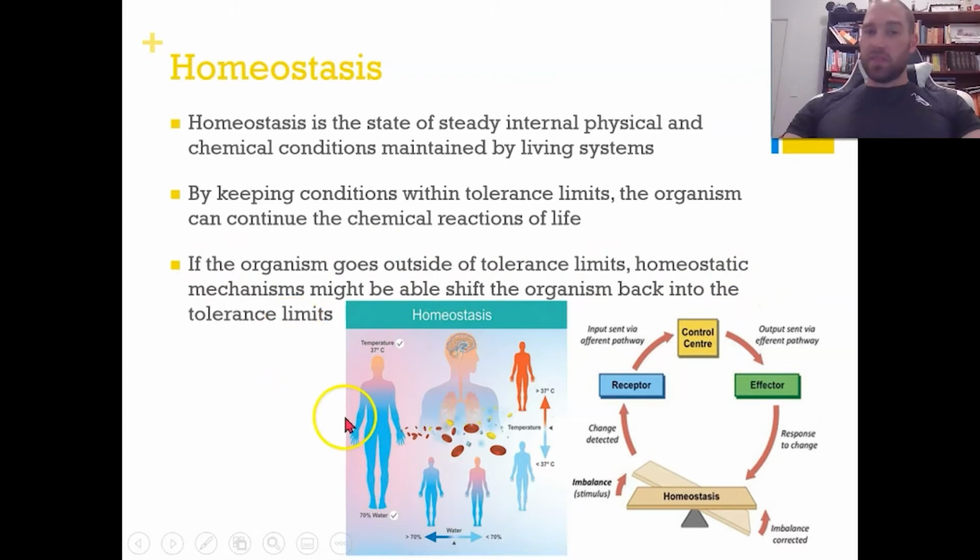So, if you do go outside the tolerance limits, homeostatic mechanisms might be able to shift you back in towards the tolerance limits. So we had our body temperature here, where if you get cold, you do some things. If you get too hot, you do some things as well. Either way, what you're trying to do is maintain yourself at that nice specific 37 and a bit degrees Celsius that we have inside our bodies.